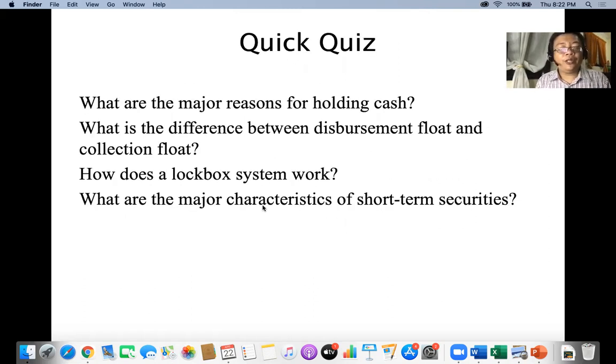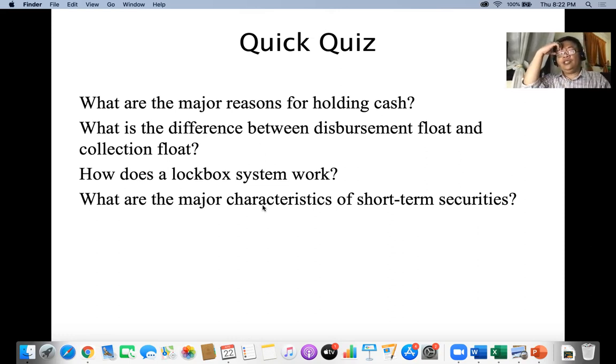Short quiz. What are the major reasons why you hold cash? Sige nga, Khalil. Why do we need to hold cash? Para po sa day-to-day bills. That's your transaction motive. In case of emergency po. Speculative yon, for the unexpected opportunities. Very good. Transaction for day-to-day operation, precautionary for emergencies, and speculative for expansion and opportunities.